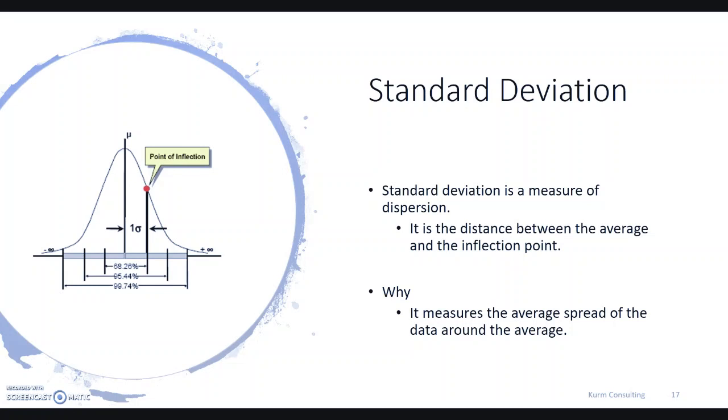And it's measuring the spread of your data. So clearly, if you have a really, really variable process, you would expect this distribution to not look this tight. It would be much, much wider, and your inflection point would be much, much further out. And so therefore you'd have a really, really bad and variable process. Okay.